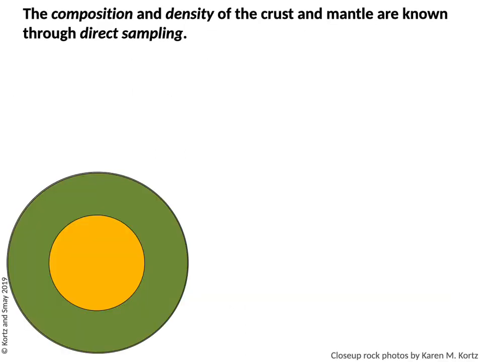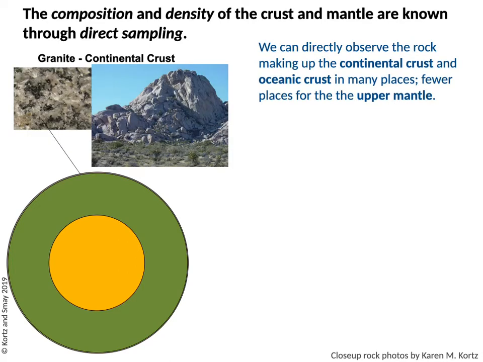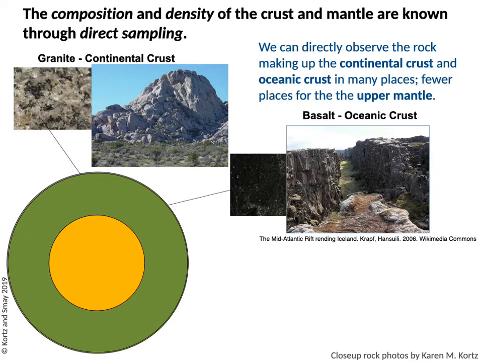The layers that we interact with most are the crust and the mantle, and you can actually go out and walk around on the crust if you're walking around on solid ground. That is technically Earth's crust. So we can directly observe the rock that makes up the continental crust and oceanic crust in many places. It's a little easier when you can see granite, such as the Granite Mountains in Arizona, that are actually made up of granite directly.